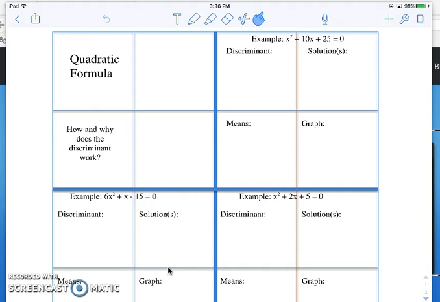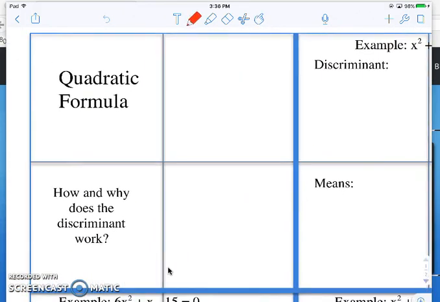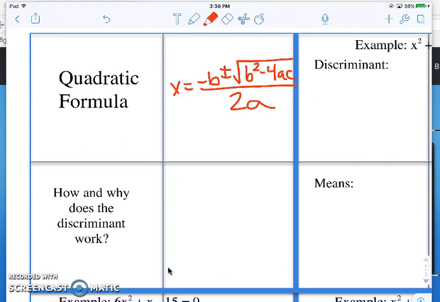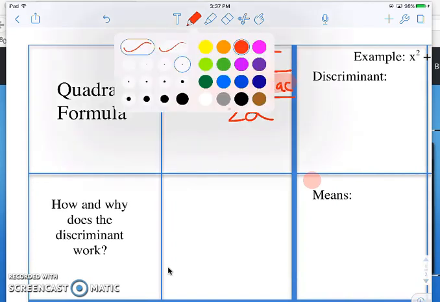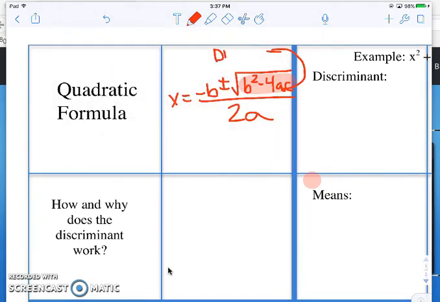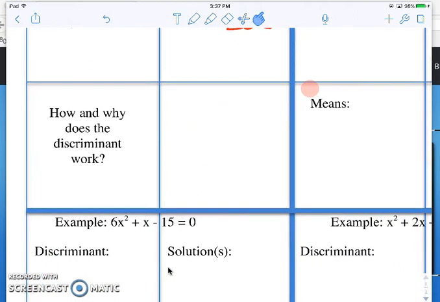So the quadratic formula, if we were to write it in this box, that's x equals the opposite of b plus or minus the square root, b squared minus 4ac, all divided by 2a. And what the discriminant is, it's this part that's right underneath. So that value is the discriminant. And you guys, we've been working with this the past couple days. It tells us the number of solutions, and we've dealt with real and imaginary.